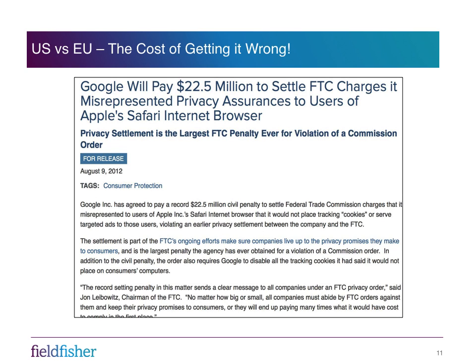Now let's have a look at the cost of getting it wrong. Again, poor old Google having a bit of a bad time of it. Those of you who have iPhones may be familiar that the iPhone by default blocks the setting of third-party cookies. What happened in this particular instance was that Google had created a workaround, where they were able to set Google Analytics cookies on people's phones, notwithstanding the fact that the Apple Safari browser blocked, or was supposed to block, the setting of those cookies.